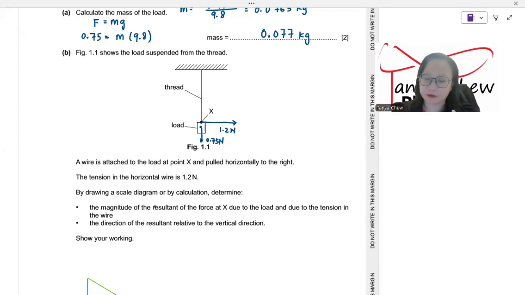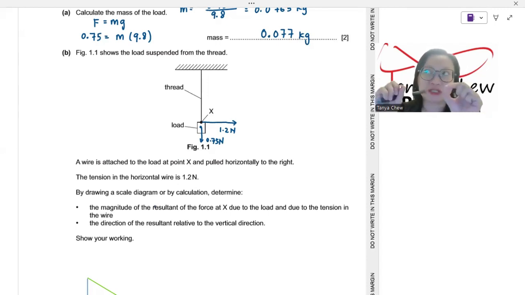So if you draw a scale diagram, this is what we expect to see, right? Whenever you draw a scale diagram, there are two vector diagrams that you can draw. One is called the vector triangle. The other one is called the parallelogram method. For this question, I would strongly suggest you use the vector triangle because it saves a lot of your time. To use a vector triangle, you just need to remember one rule.